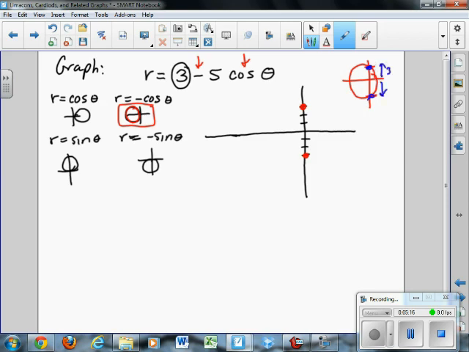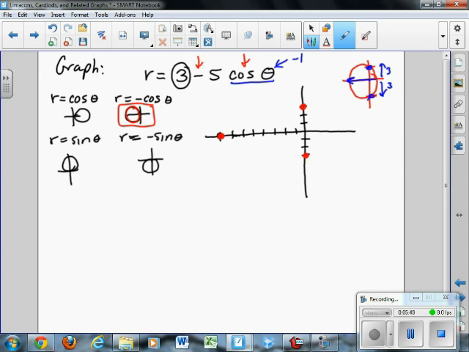Now this distance here, the biggest distance from the pole, how big can it get? Well, if cosine of theta is equal to -1, then this whole value is going to equal 8. And where does cosine equal -1? At pi. So at pi, 1, 2, 3, 4, 5, 6, 7, 8, I'm going to be at my biggest value, and that biggest value is going to be 8. That's the biggest I can get. It'd be 3 minus 5 times -1.